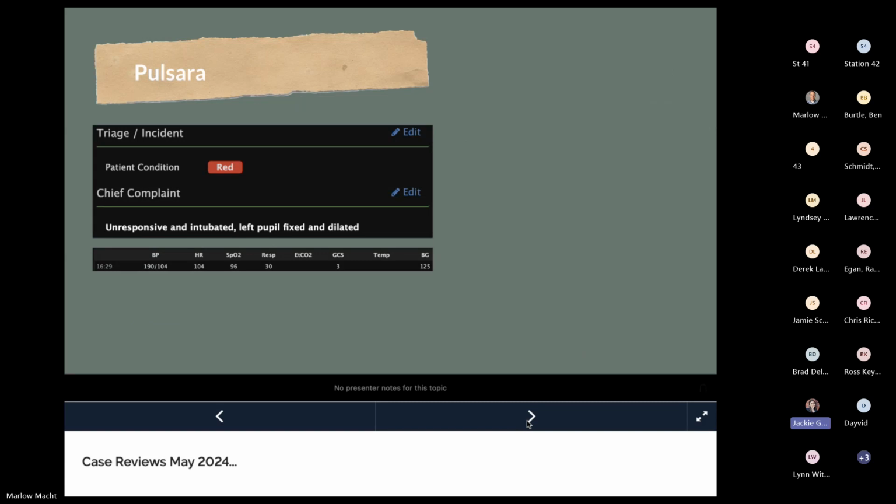The Pulsara notification is that she's red. The chief complaint is she's unresponsive and intubated, and that her left pupil is fixed and dilated. Her vital signs were reported similar to her ESO documentation: tachycardic, hypertensive. They write a little tachypneic, with a GCS of 3 and a normal glucose. Next.